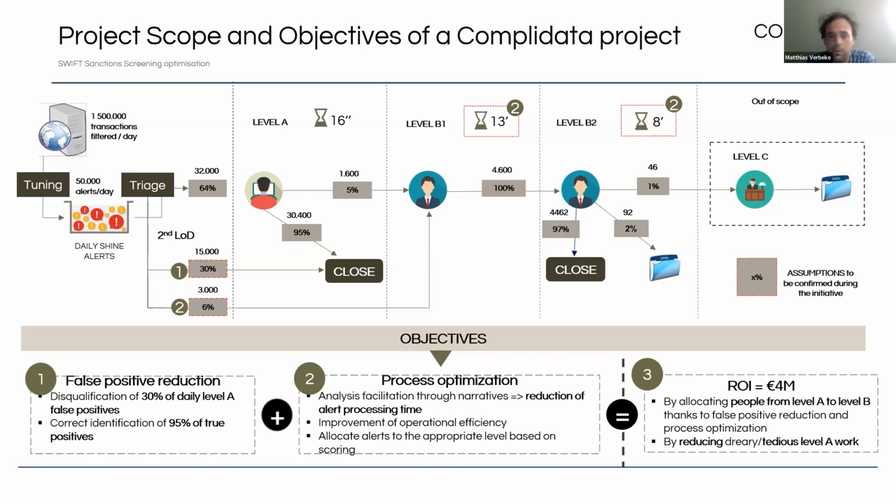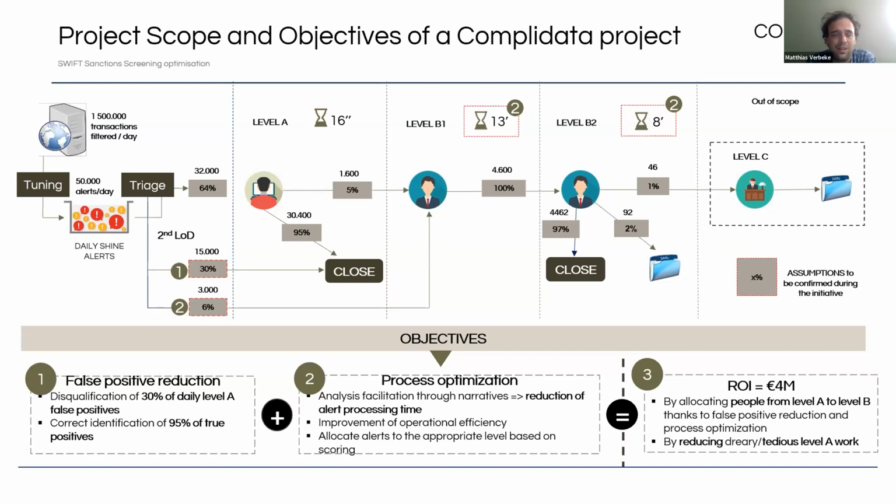The team that we were working with had around 400 persons in that team, and they had a churn as well of people leaving after a tenure of 3 months. Here, we got to a false positive reduction of 30% and 95% correct identification of the true positives. We were able to reduce the processing time of the alerts, improve the efficiency, and then allocate the alerts immediately to the level that would need to handle them.